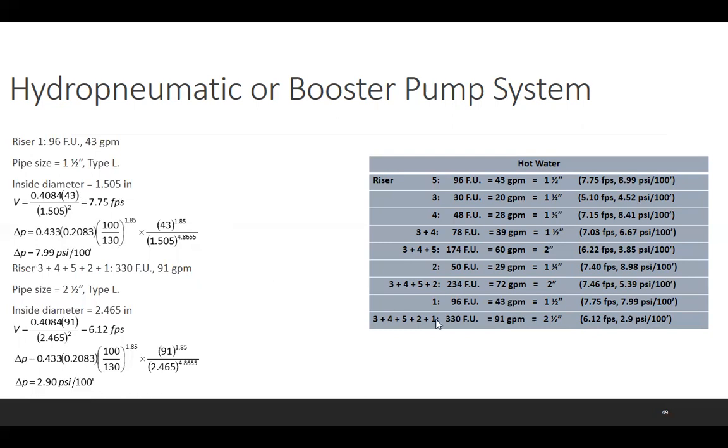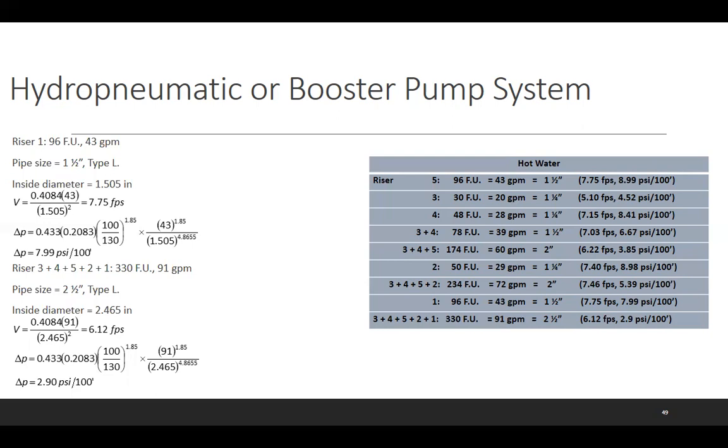Riser 1, 96 FU, 43 GPM. Pipe size is 1 and 1/2, type L. Inch diameter is 1.505 inch. The velocity is 7.75 feet per second. Delta P is 7.99.